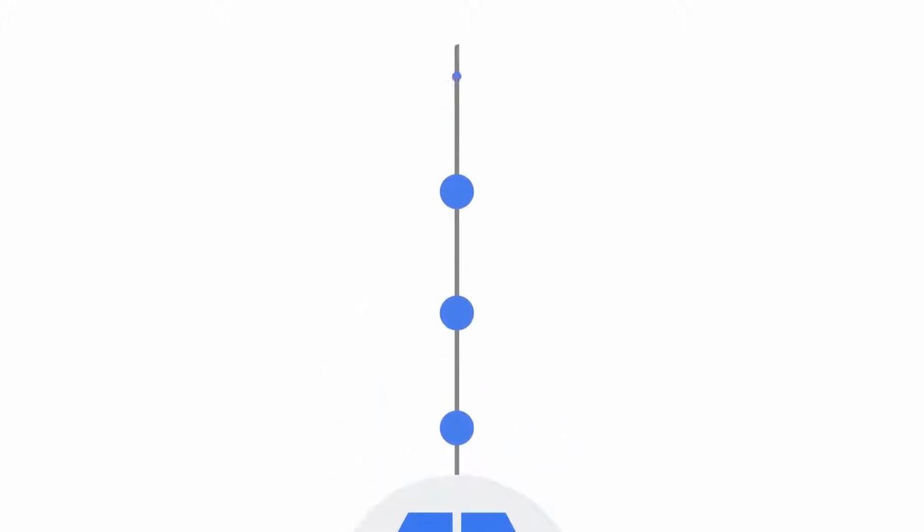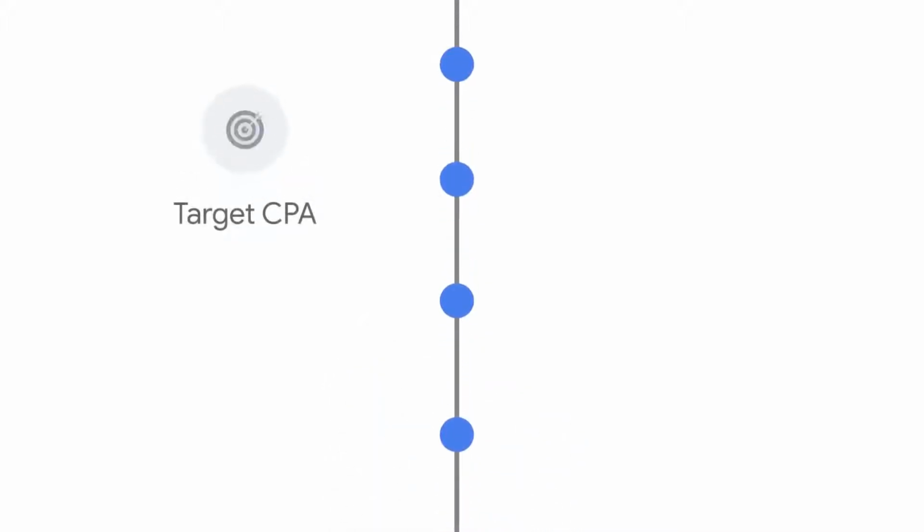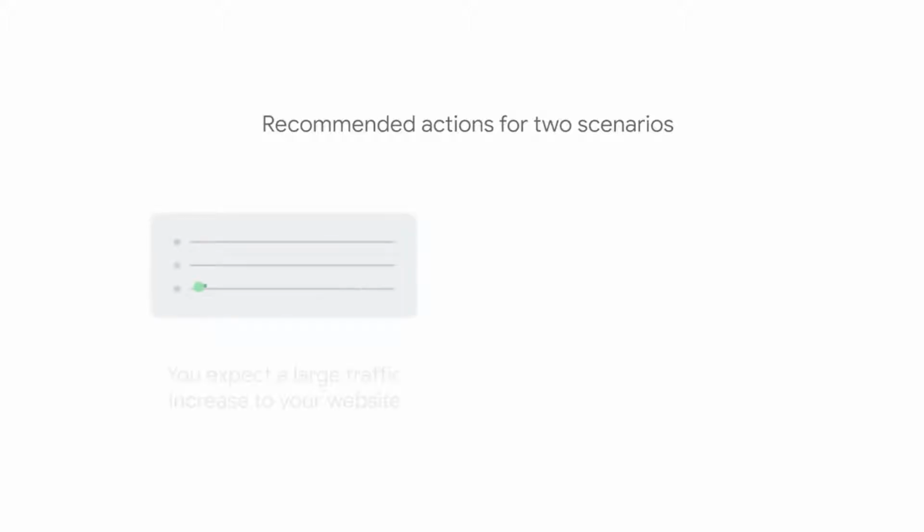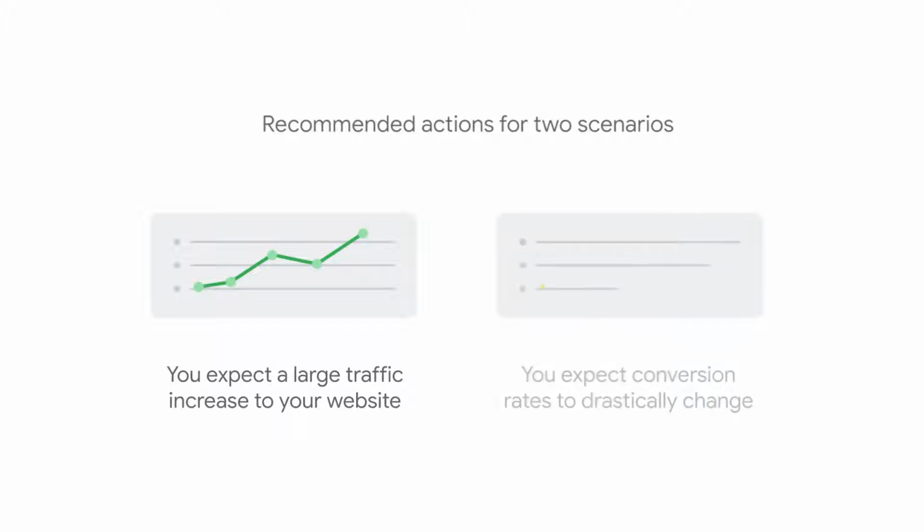These adjustments will be relevant to you if you've set a target CPA or target ROAS for your search or display campaigns. We'll cover the recommended action for two scenarios: expecting a large traffic increase to your website and expecting conversion rates to drastically change.